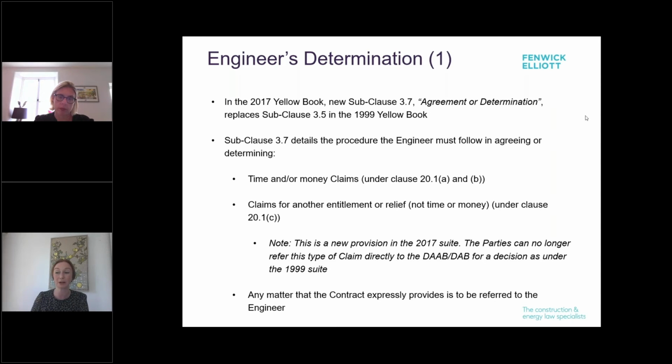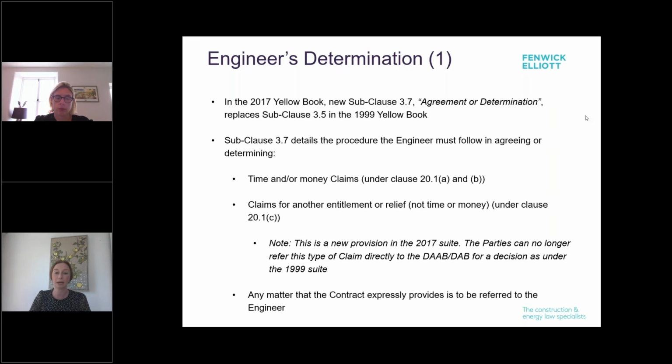As Claire mentioned at the start, I'm just going to take us through the engineer's determination and also spend a little bit of time on time bars and the deeming provisions that tend to go hand in hand. So the engineer's determination, we begin with subclause 3.7 in the 2017 Yellow Book, which is broadly the same as the Red Book as far as it comes to the engineer.